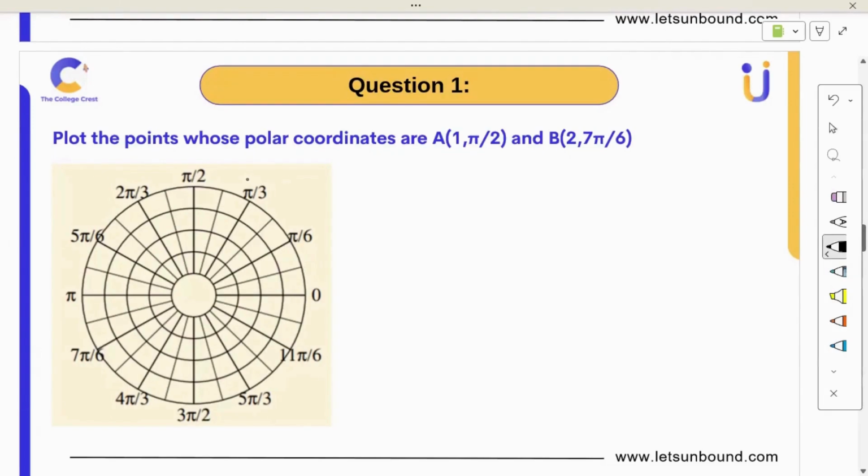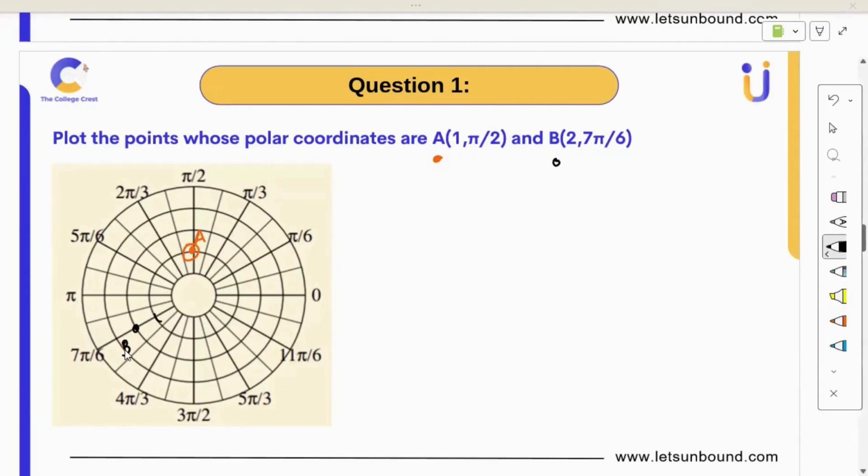Plot the points whose polar coordinates are A: 1 comma 5 pi by 2, and B: 2 comma 7 pi by 6. First you have to go to 5 pi by 2, and 1 is positive, so you just move towards your angle. This is your point A. And point B: 7 pi by 6 is here and the radius is 2. So I will mark 2 as the radius here, this is the first radius, second radius. So this is my B.